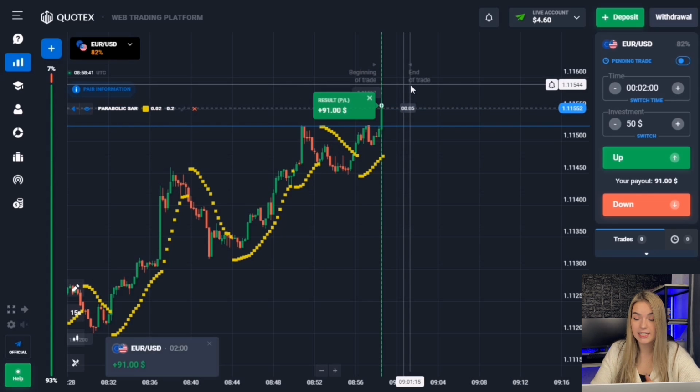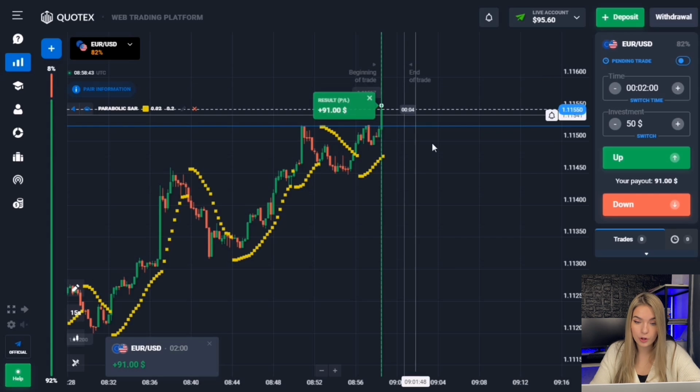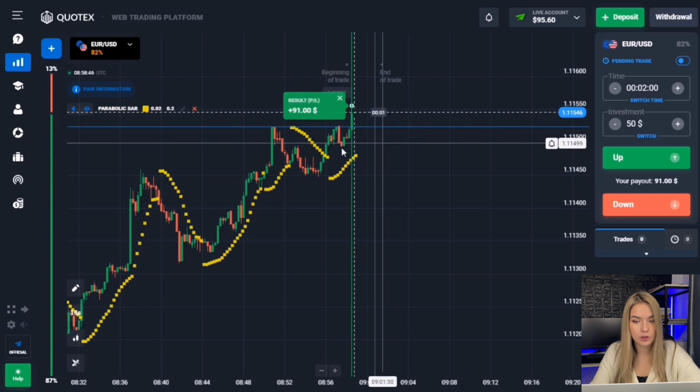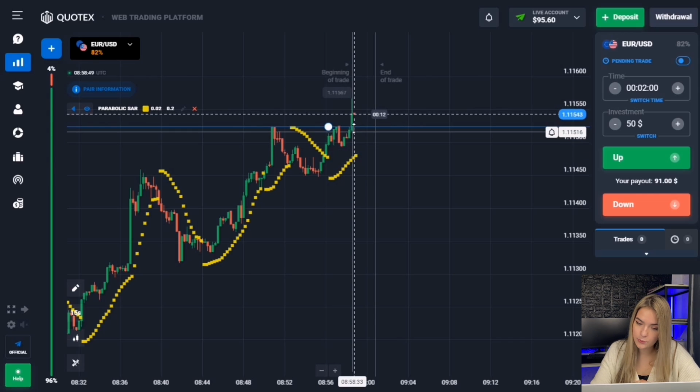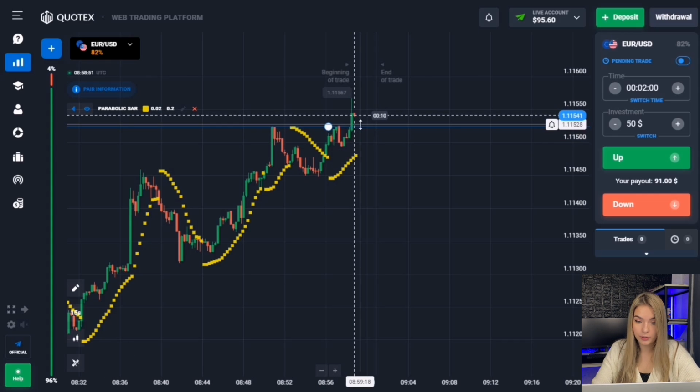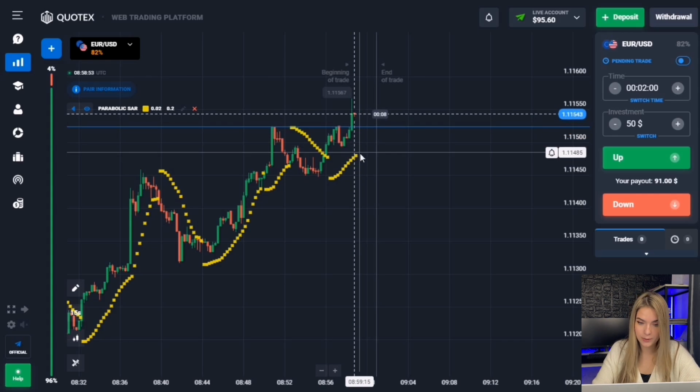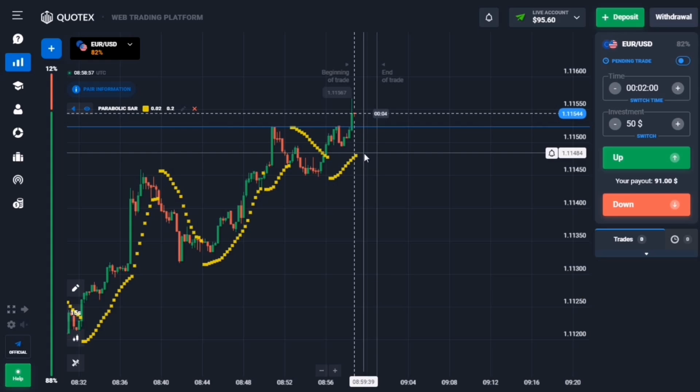Great friends, the price continued its upward movement. There was also a pullback, but in any case we managed to close our deal in profit. 2 minutes was enough. This indicator suggested a good entry point and helped to determine the further price movements. Everything is going fine. Let's continue to consider the following market situation.